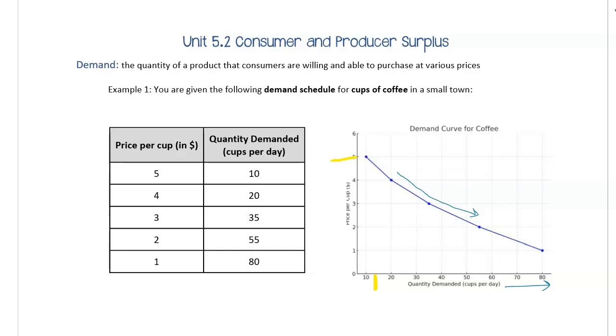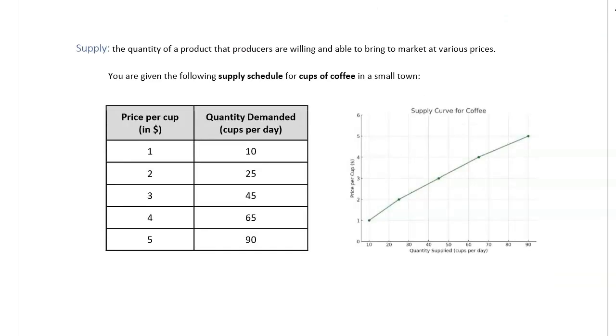Mathematically, it makes sense to put the price on the horizontal axis and the quantity on the vertical axis, but that's not how they do it for supply and demand curves. The way you're seeing it is the way that they do it in those classes. Okay, let's talk about supply.